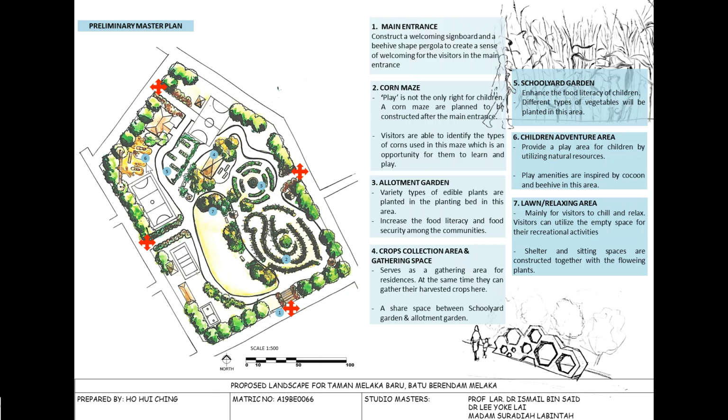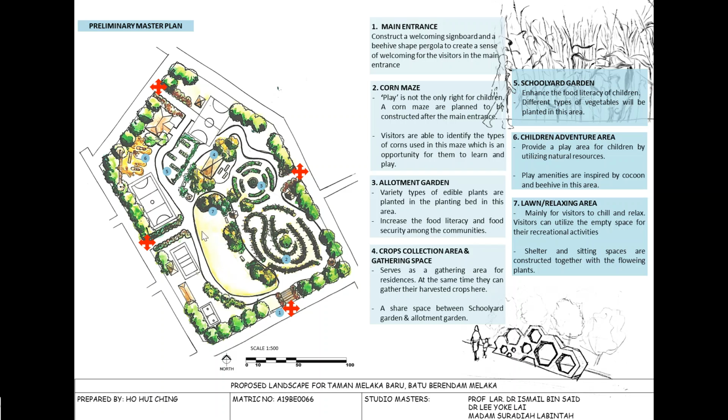And then the 6th space is the children adventure area, which is a space for children to play by utilizing different natural resources. So for example, there's an opportunity for them to climb the tree and to cross the tree. Alright. And then the play amenities in this area are inspired by cocoon and beehive, which indicates they need to be protected.